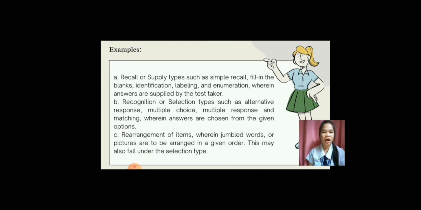The examples of objective tests are the following: recall or supply types such as simple recall, fill in the blanks, identification, labeling, and enumeration, wherein answers are supplied by the test taker. Recognition or selection types such as alternative response, multiple choice, multiple response, and matching, wherein answers are chosen from the given options. Rearrangement of items, wherein jumbled words or pictures are to be arranged in a given order. This may also fall under the selection type.